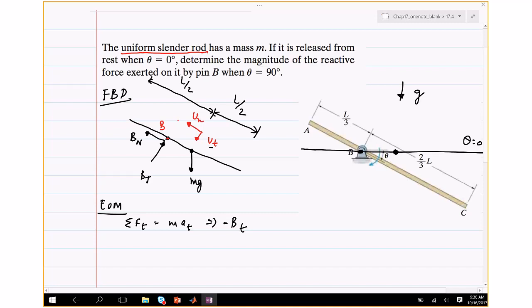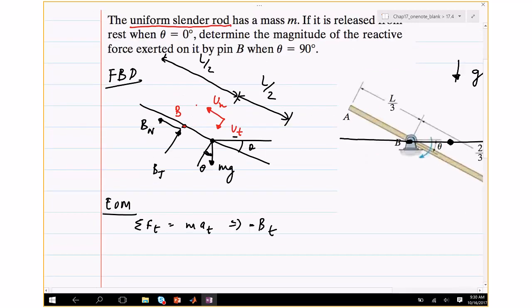Mg is, well, it's at an angle theta. So if this is theta, this should be 90 minus theta. So this angle here should be theta. Right? This is theta because this angle is 90 minus theta, and this angle is theta. So if I want to find the force due to mg in the tangential direction, I need to do mg cosine of theta.